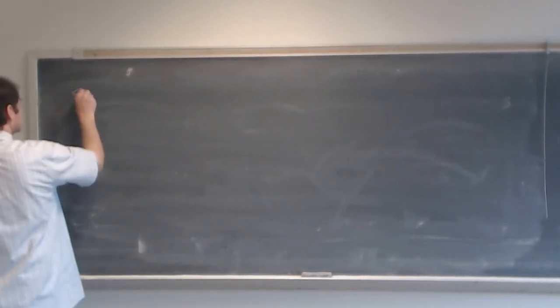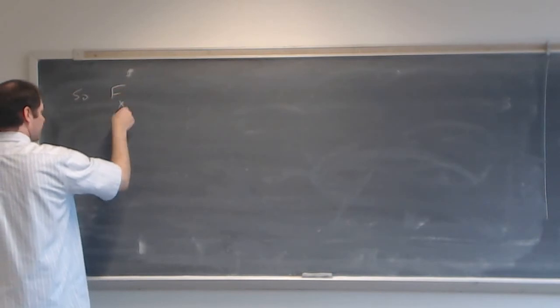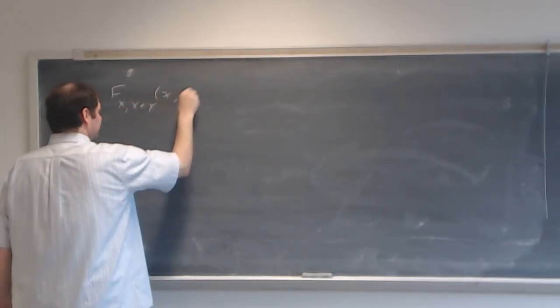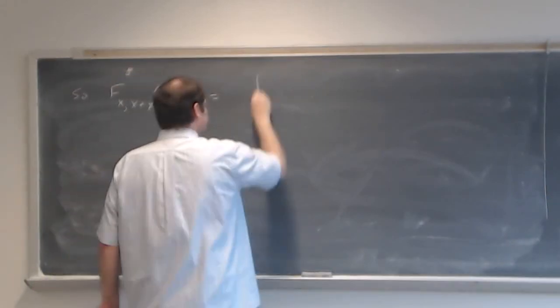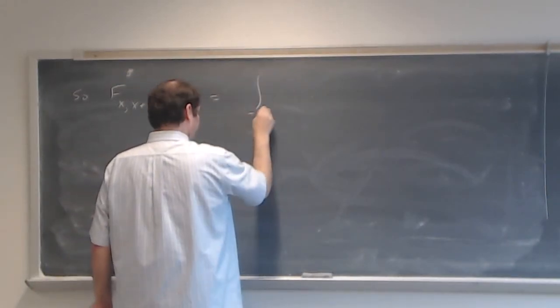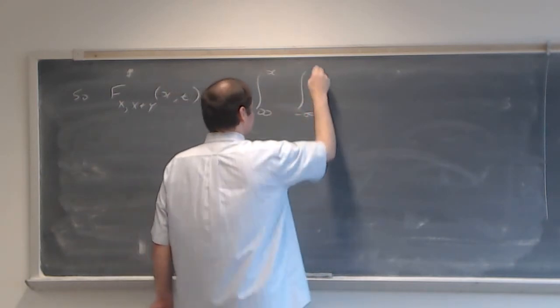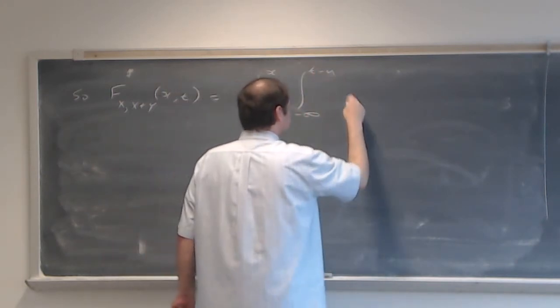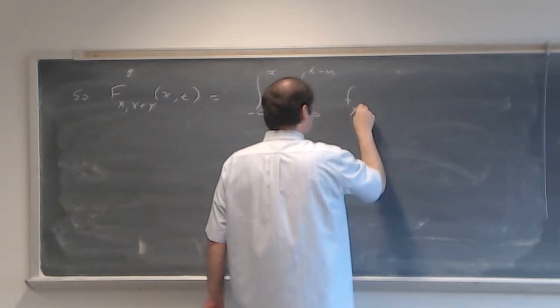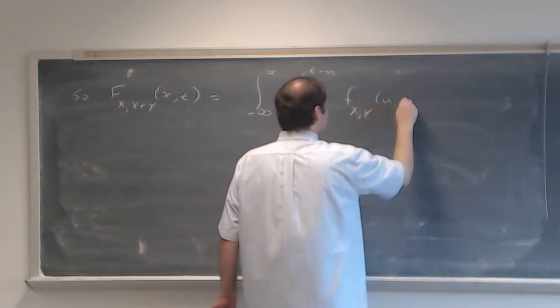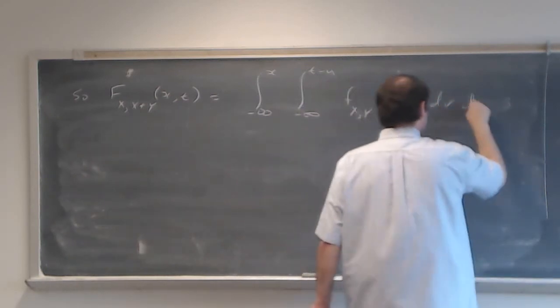So, again, just repeat it. So we see the joint CDF of X and X plus Y at (x, t). Here's what I have. It's nothing more than the integral from minus infinity to x, integral from minus infinity to t minus u, of the joint PDF of X and Y at (u, v), dv du. That's what we have.